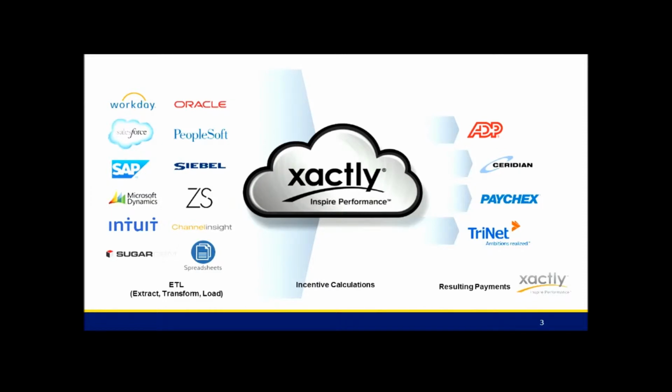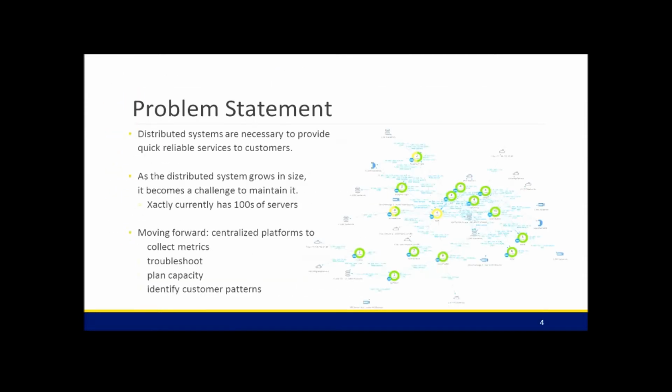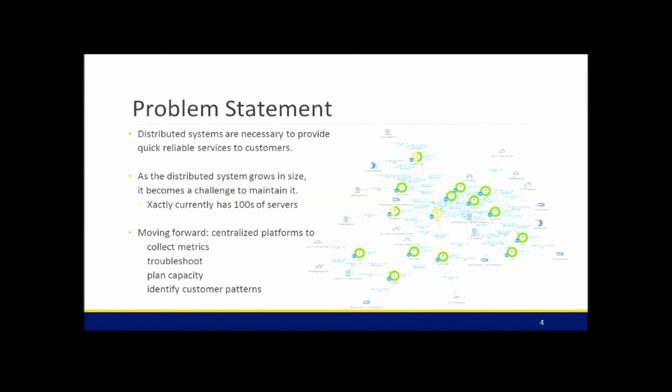There are all these companies on the left that have different storage methods, so Xactly needs to use a process called ETL, which stands for extract, transform, load, to extract the data from these different storage areas, transform it into a form that they can do their incentive calculations on, and then load it onto their servers where they perform the incentive-based calculations, and then they output resulting payments to different payroll companies.